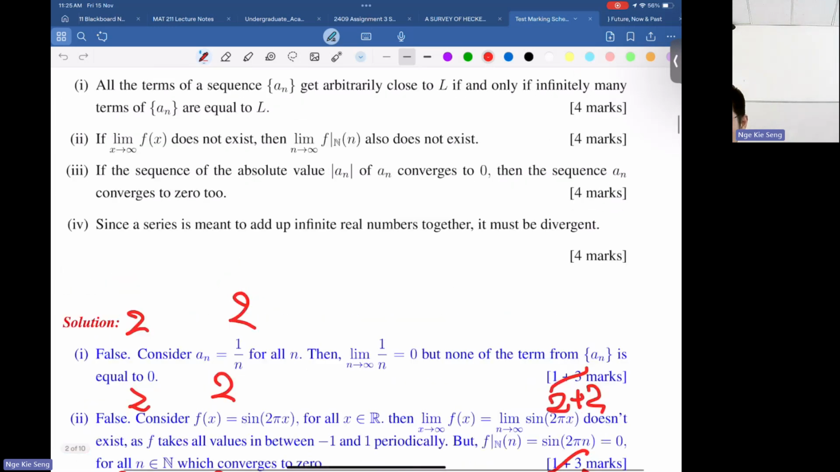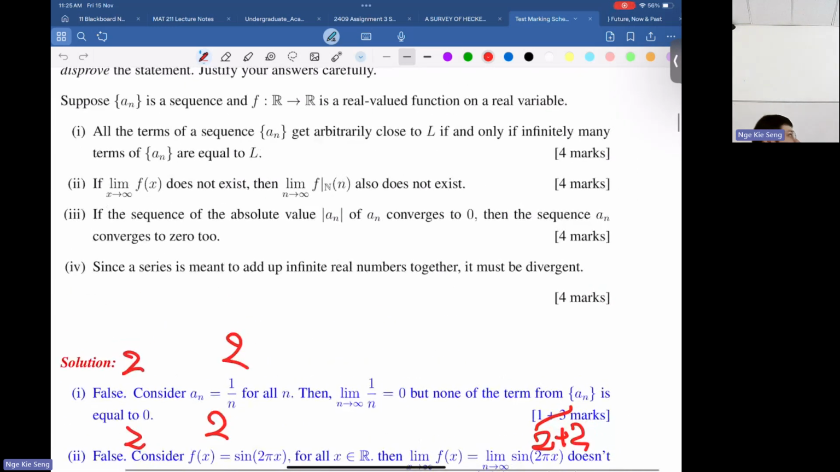Okay, why is it false? Because if you look at the sequence 1 over n, the limit is 0, but none of the terms is equal to 0. No need to talk about infinity; none of them is 0. But still, all the terms get arbitrarily close to 0.